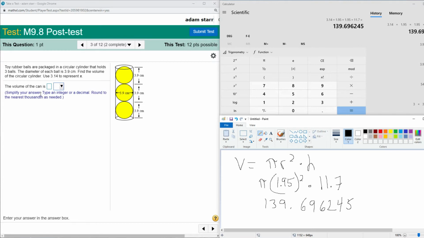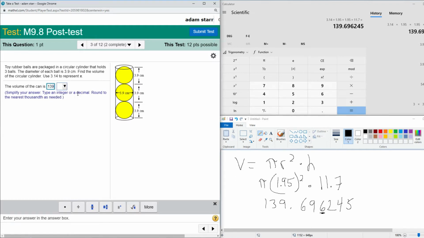139.696245. And this one says to round to the nearest thousandth. This is the tenths place, the hundredths place, the thousandths place. So that third digit after the decimal is the thousandths place. So I'm really looking at the one after it to determine if this 6 is going to stay a 6. Because it's a 2, this stays a 6. So my approximated volume is 139.696. And the unit here will be cubic centimeters. Volume is always going to be to the third power because we're multiplying 3 dimensions.